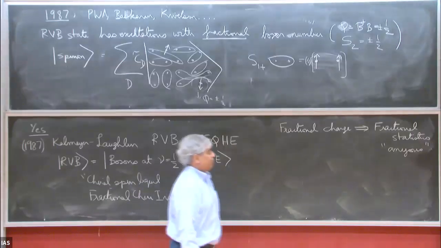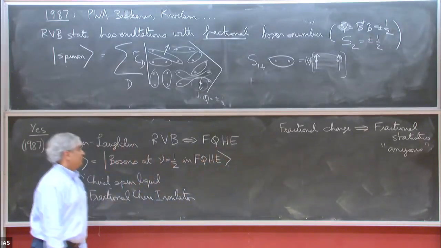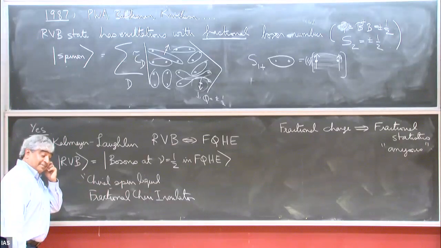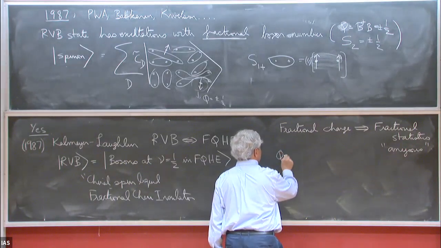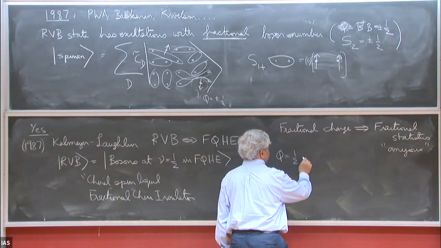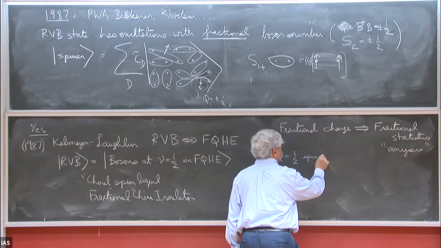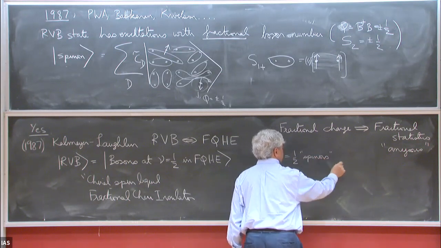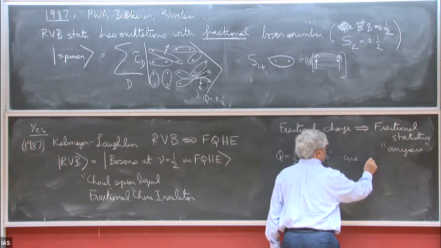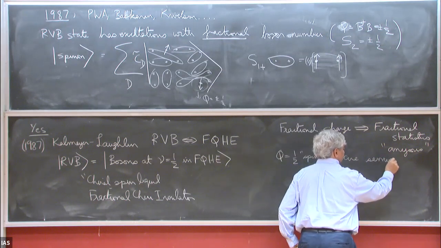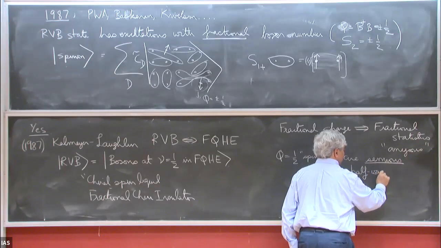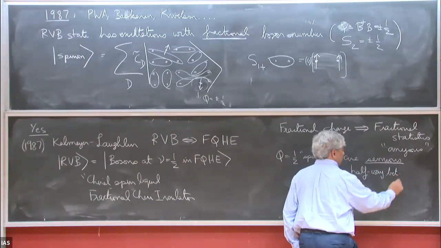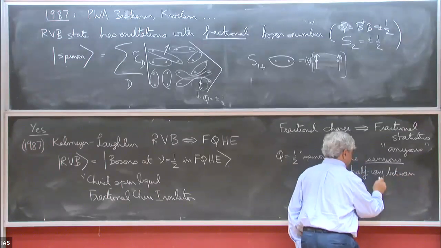And it made this very important point that if you had a gapped phase with fractional charge, then there would also be fractional statistics. So these objects, Q equals 1/2, spinons, if you want to call them that, are semions. So they're halfway between fermions and bosons.